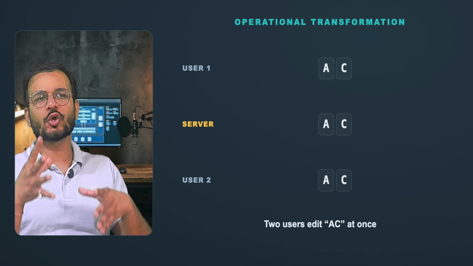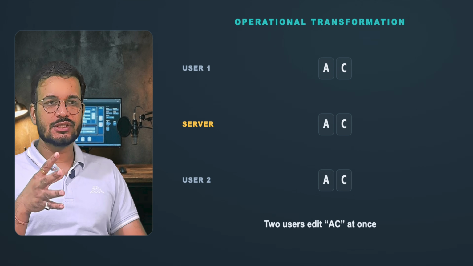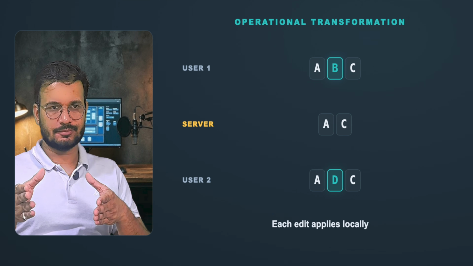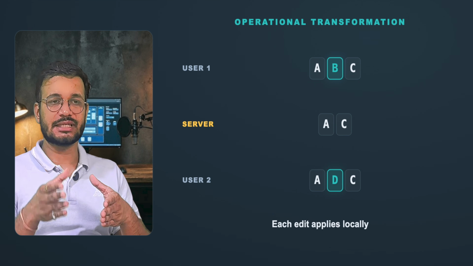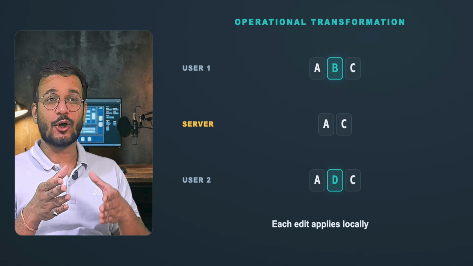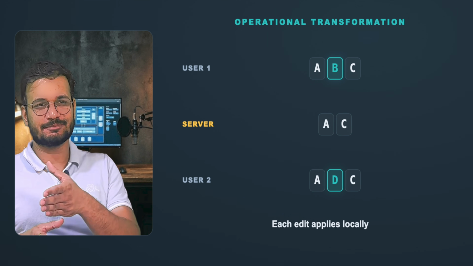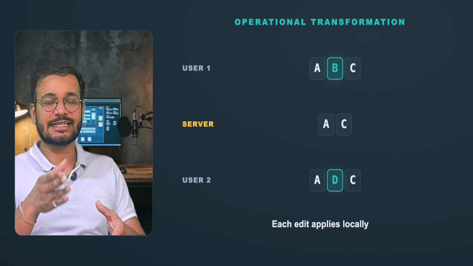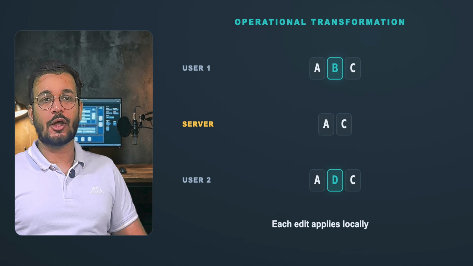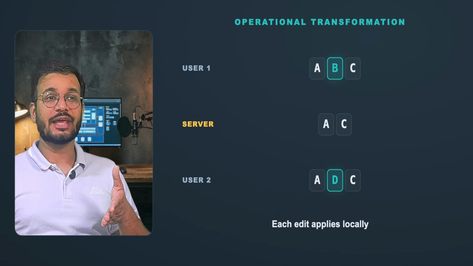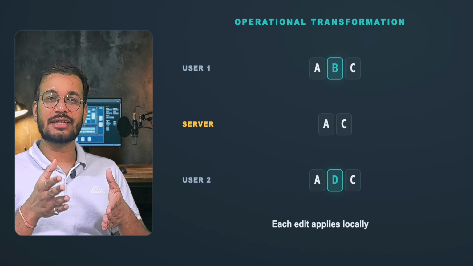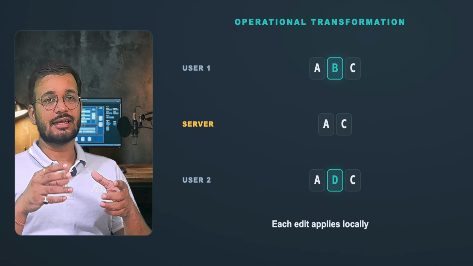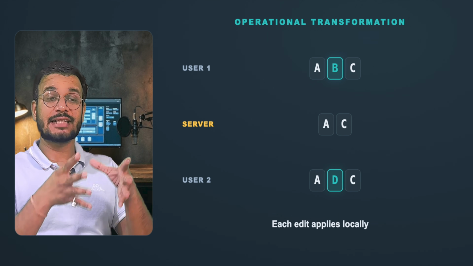So imagine a document with the text AC. Two users are editing it simultaneously. User 1 inserts B at position 1. The document then becomes ABC. Now user 2 inserts D at position 1. The document now becomes ADC. Now here is the problem. Their operations happen at the same time. Neither user knows about the other's edit.